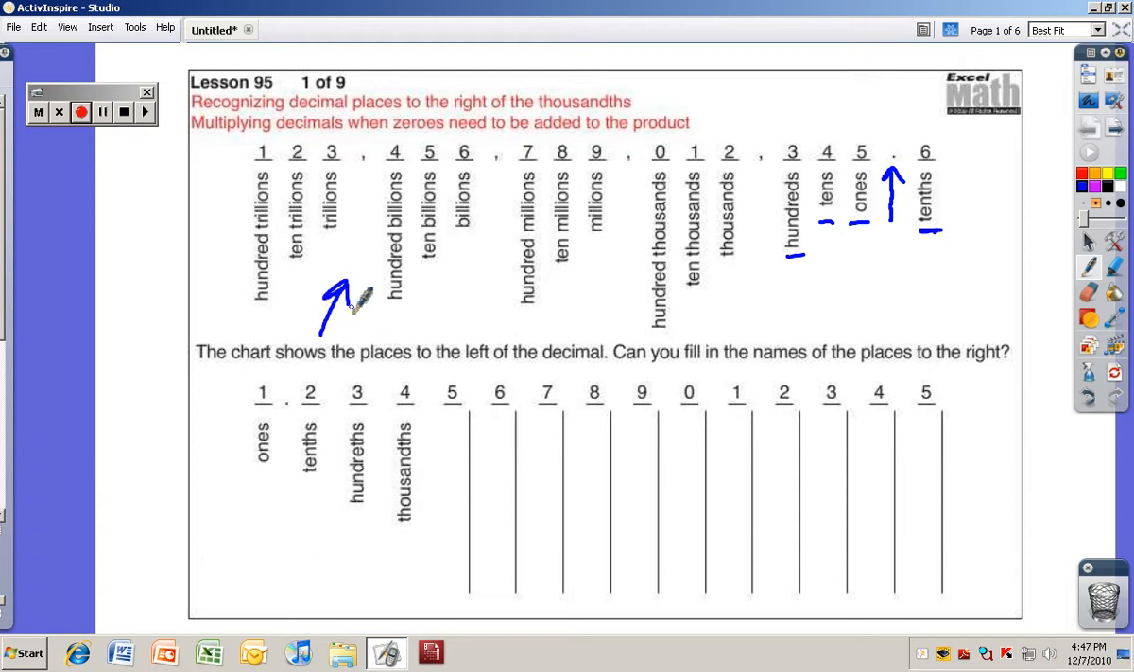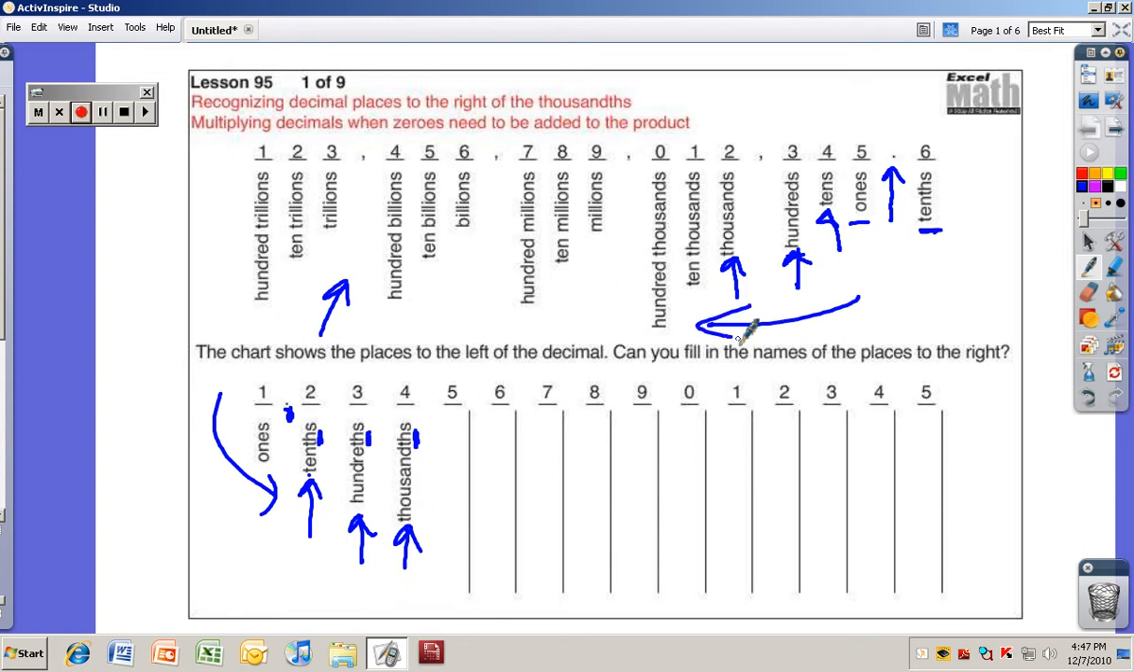So this one shows the places to the left. Can you fill in the ones to the right? So the decimal point's right there. First one's called tenths with a TH, hundredths with a TH, thousandths. Notice tens, hundreds, thousands. Tenths, hundredths, thousandths. I bet you can see a little pattern developing here. So it goes this way and this way. See if you can pause the video and fill in the names of the rest of these spots, and then turn the video back on when you're ready to see the answer.